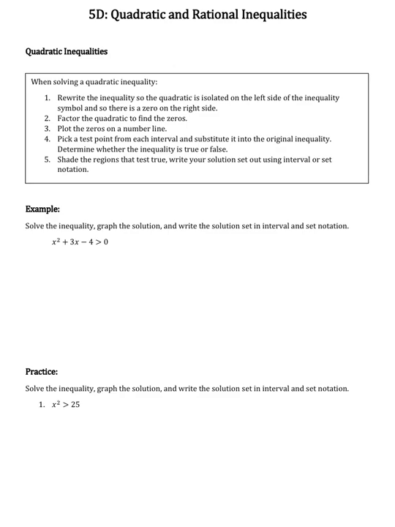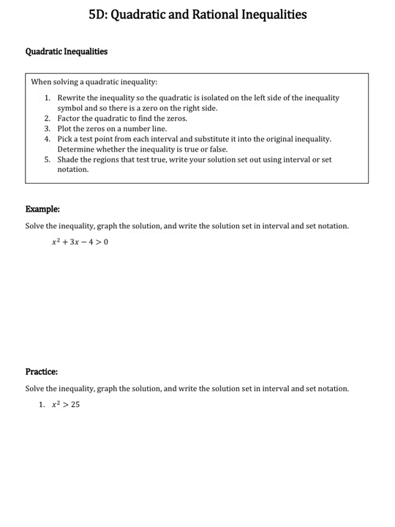So now that we've talked about linear inequalities, we're going to talk about quadratic inequalities. When solving a quadratic inequality, we want to rewrite the inequality so the quadratic is isolated on the left side of the inequality symbol, and so there's a 0 on the right side. We want to factor the quadratic to find the zeros. We plot the zeros on a number line.